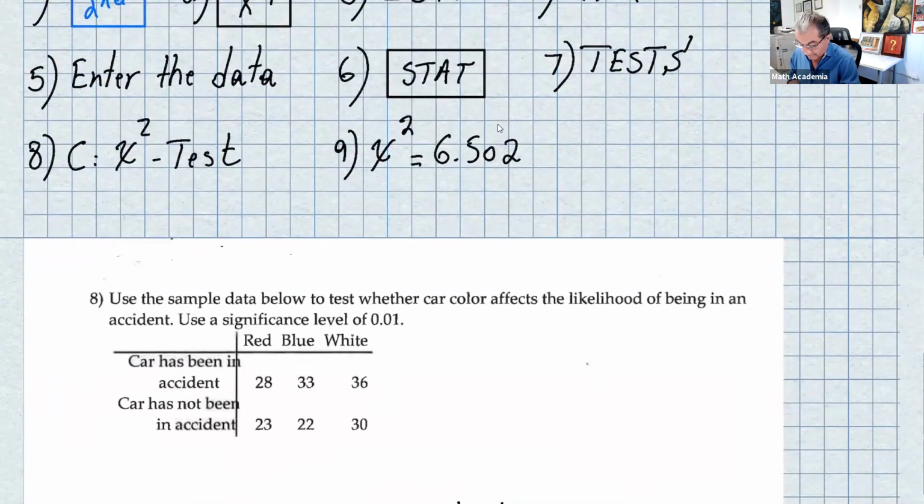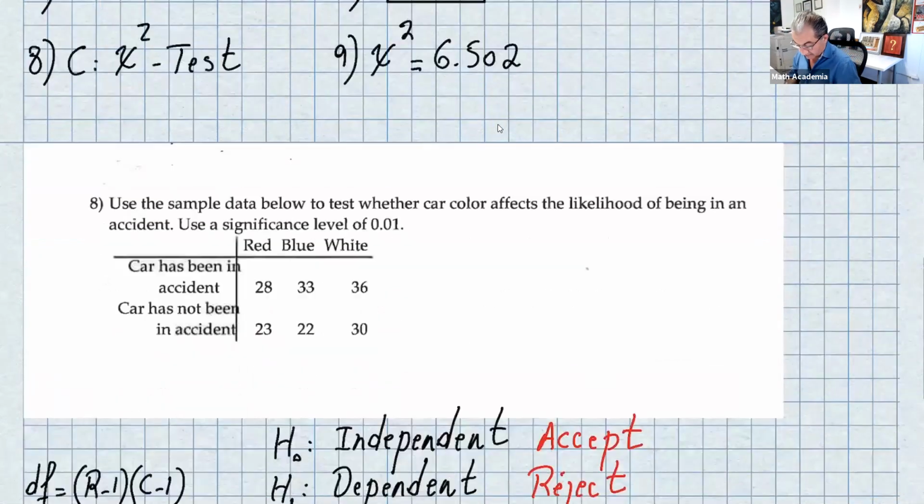Number 8, use the sample data below to test whether car color affects the likelihood of being in an accident. Use a significance level of 0.01. So we have 3 colors, red, blue, white, and accident and no accident. So we want to know if they are dependent or independent, the color of the car and being in an accident or the number of accidents.